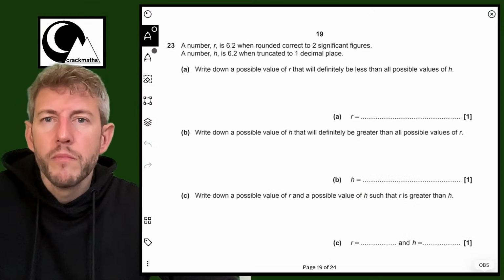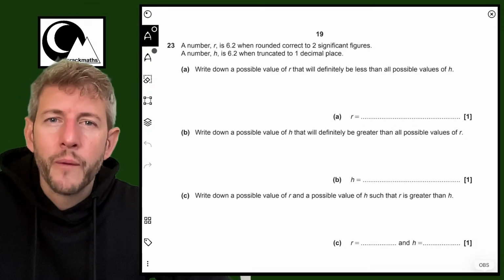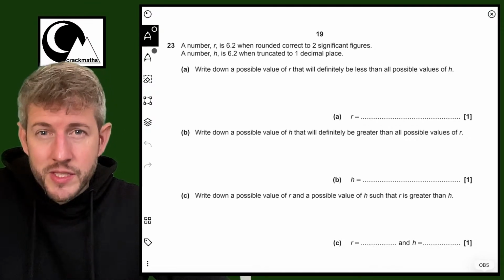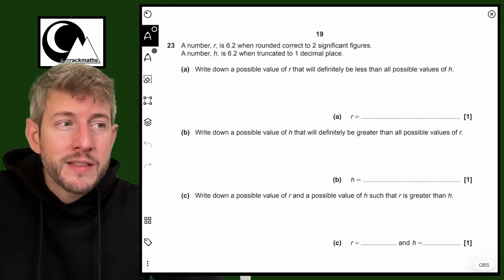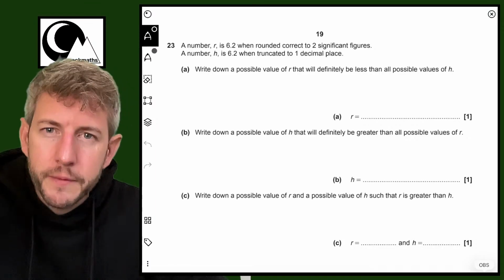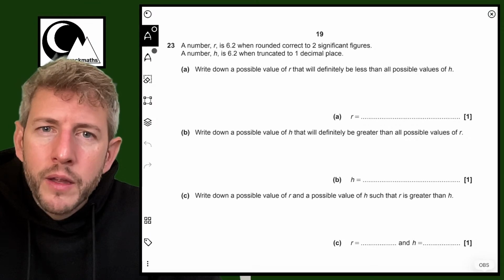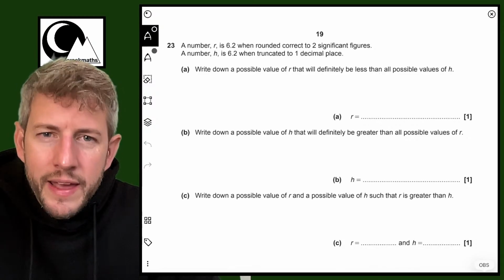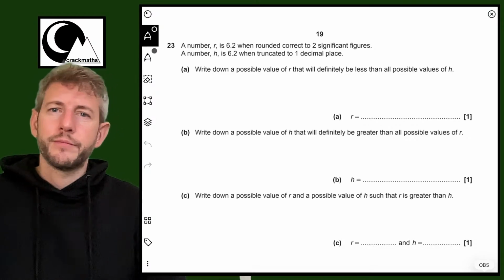Okay, so here we go. A number r is 6.2 when rounded to 2 significant figures. A number h is 6.2 when truncated to 1 decimal place. So that means it's not rounded, they've just ignored everything behind it. Write down the possible value of r that will definitely be less than all possible values of h. Interesting.